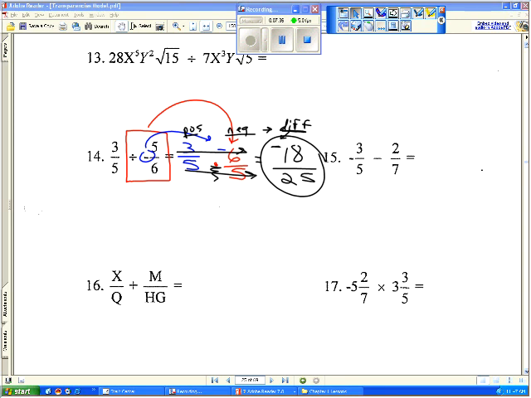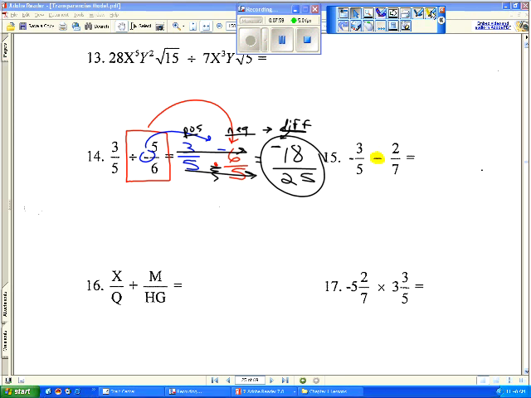Any questions on number 14? So all the rules are there. You just have to say them, think through them, follow the rules, and you got it. All right? Everybody done with number 14? Number 15, the operation is subtraction.